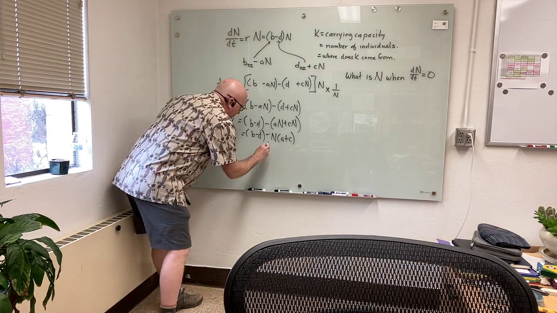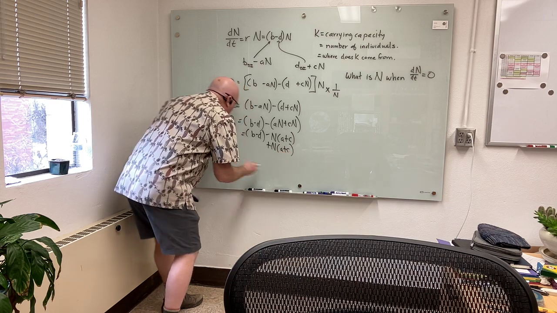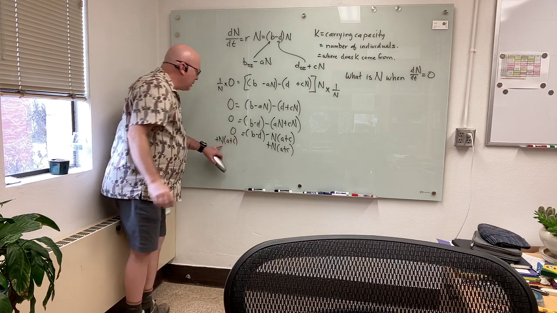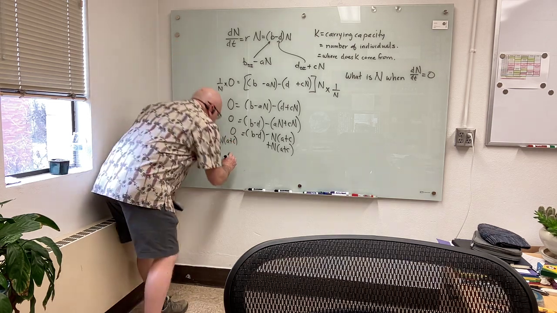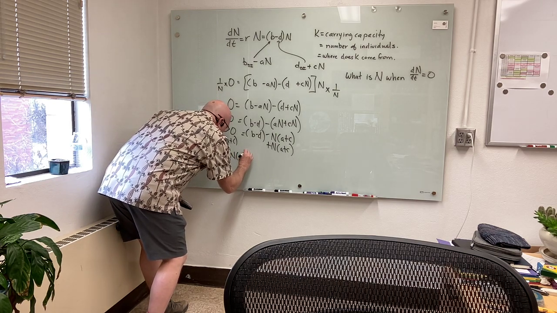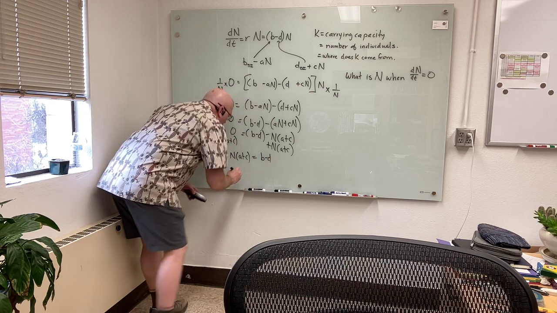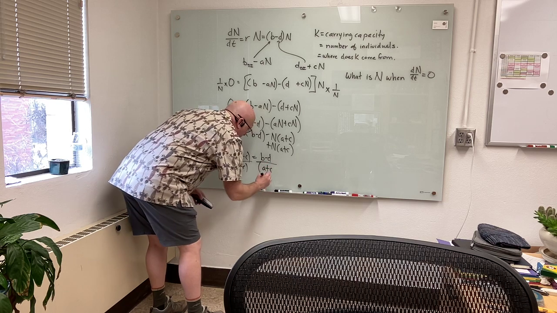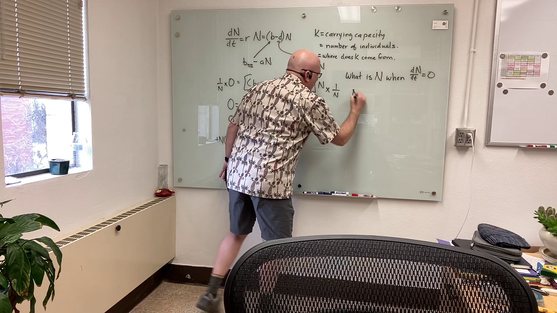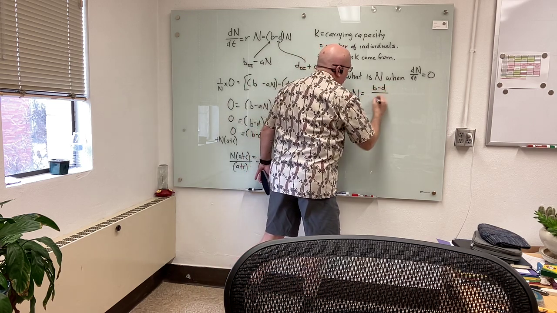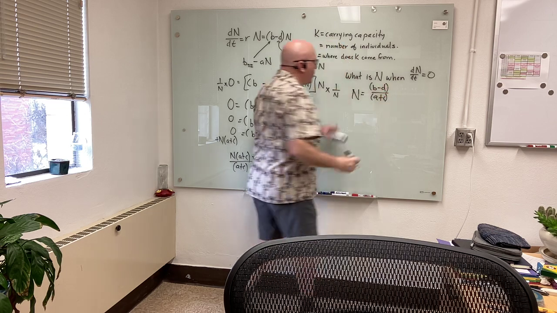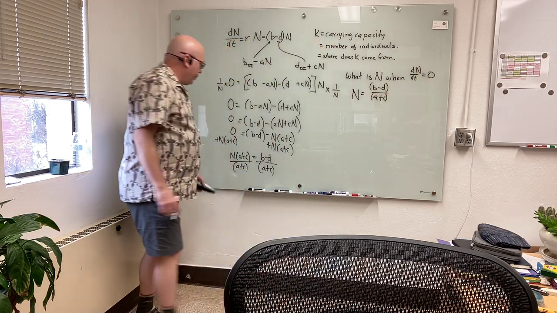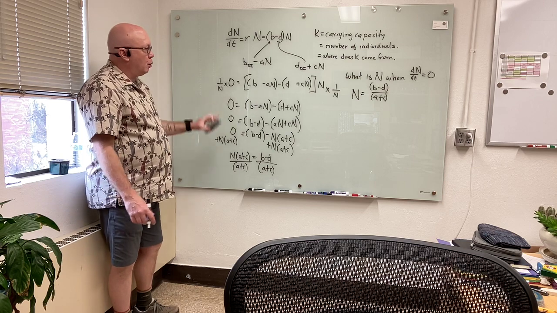Once we've done that, we can add this to both sides, because what we're trying to do is isolate population size by itself, and then we can divide by A plus C and divide by A plus C. And this gives us N equals B minus D over A plus C. And that is the population size where the population growth rate goes to 0. And so it's just simple symbolic math working through the situation.